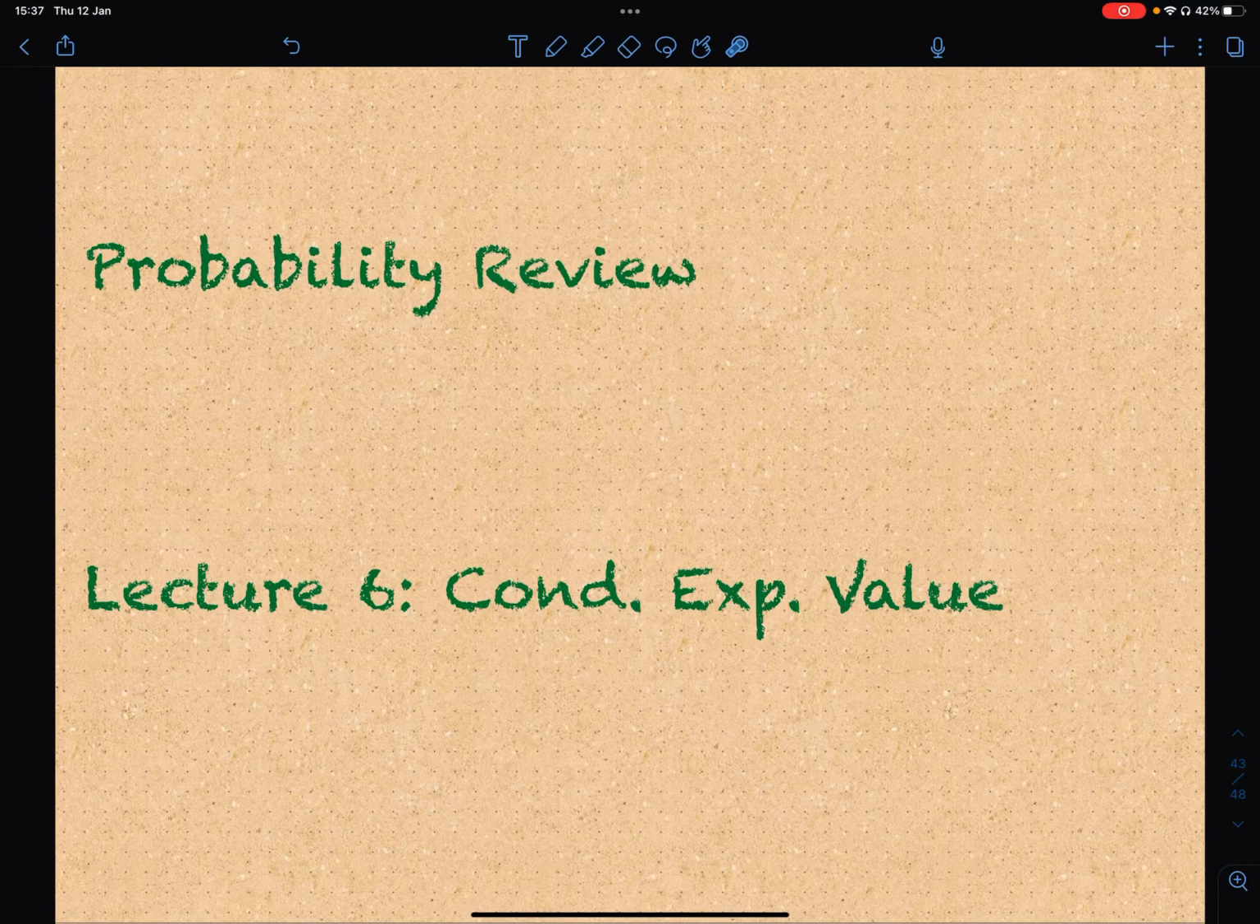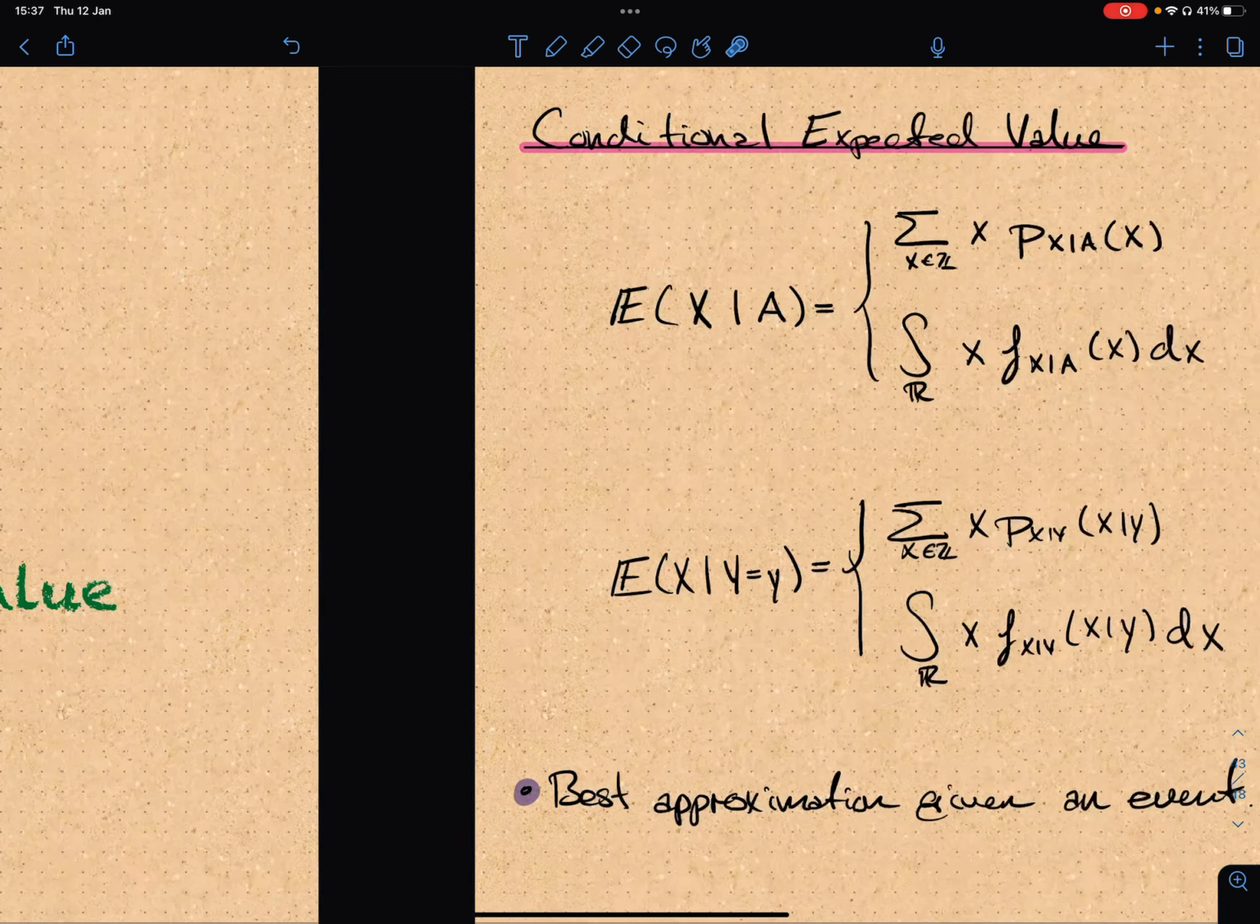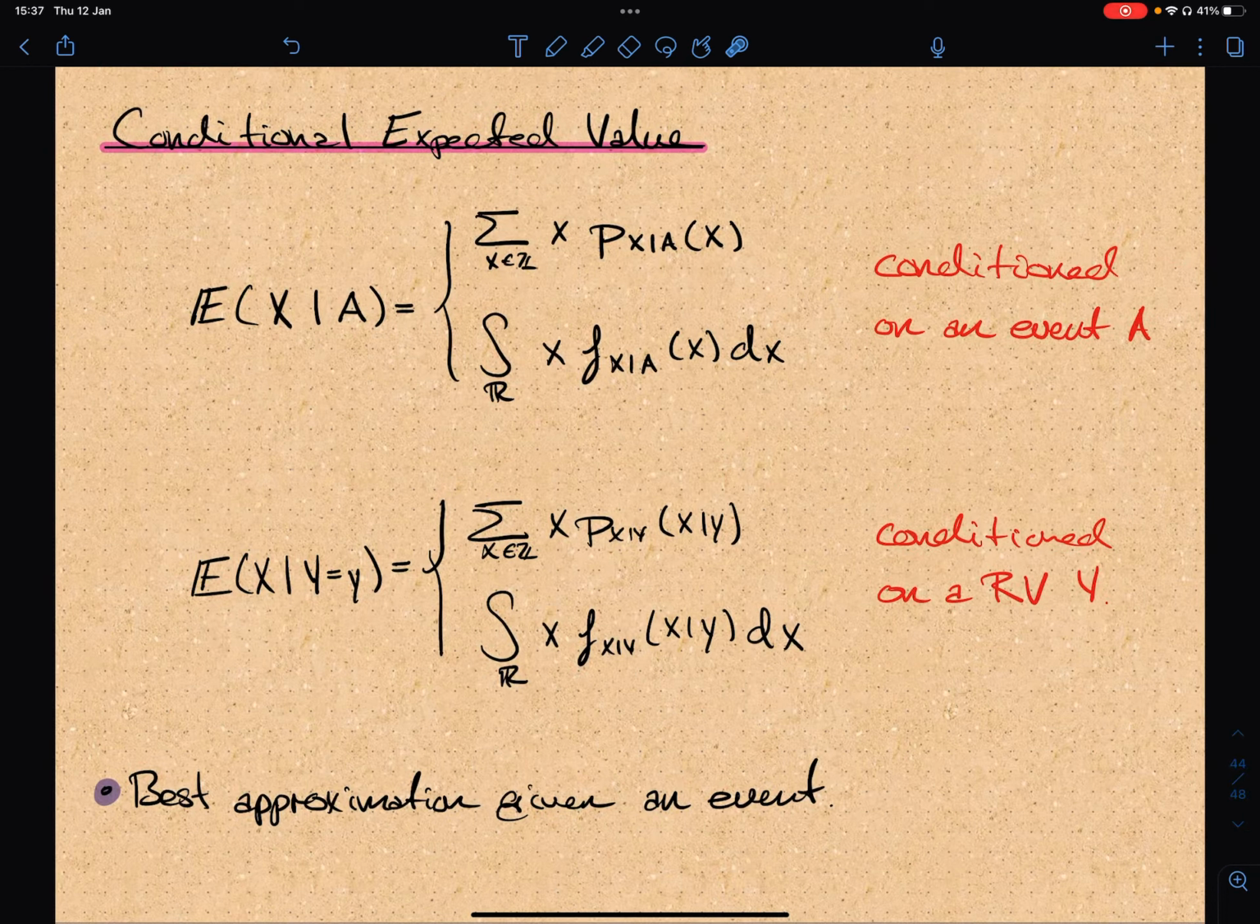Okay, lecture 6. This is our last lecture in our probability review, and we're talking about conditional expected value. Let's dive right into the formulas. In the previous lecture we introduced conditional probability functions, and in the lecture before that, I forget now, we talked about expected value. Expected value is our weighted average of the possible outcomes.